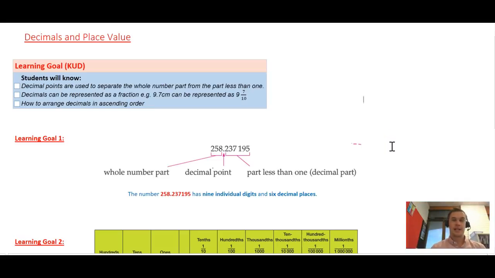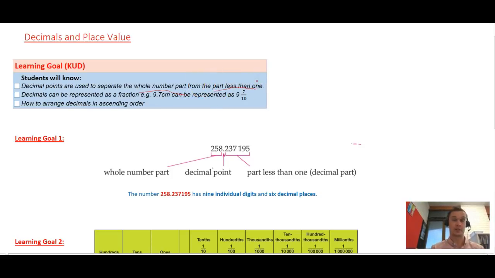In this video we're going to be looking at decimals and place value, so more importantly the place value of certain numbers within the decimal system. Now the three learning goals that we're going to focus on here: first, it's important that you know that the decimal point is used to separate the whole number from the part. Okay, so we'll look at that.